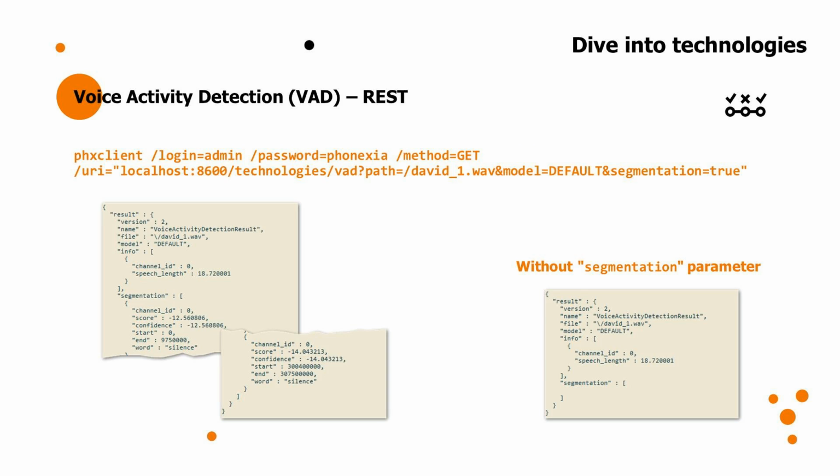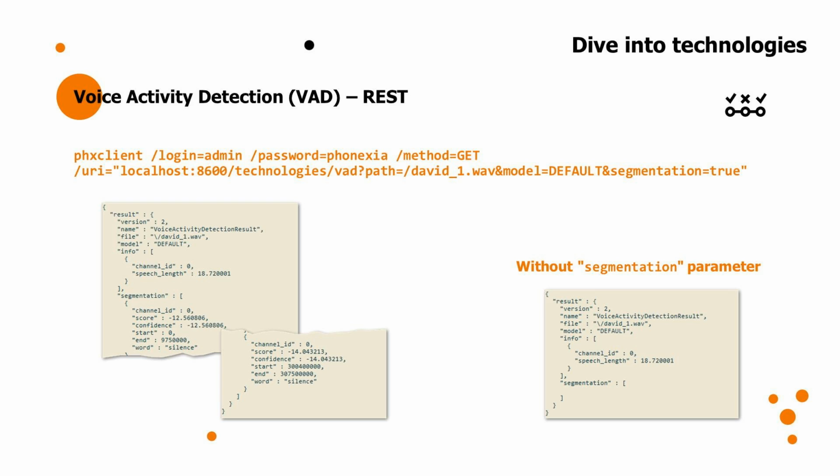This is how you invoke voice activity detection in REST API. The example here uses the PHX client tool supplied with Speech Engine, but the described principle is generic. Also, the example assumes that the file to be processed was already uploaded to Speech Engine and is present in its storage. Use HTTP GET method to send a request to technology's VAD endpoint with a path parameter pointing to a file to be processed, model parameter containing a name of the technology model to be used. For VAD, the model name is default, and segmentation parameter saying whether to include detailed segmentation in output or not.